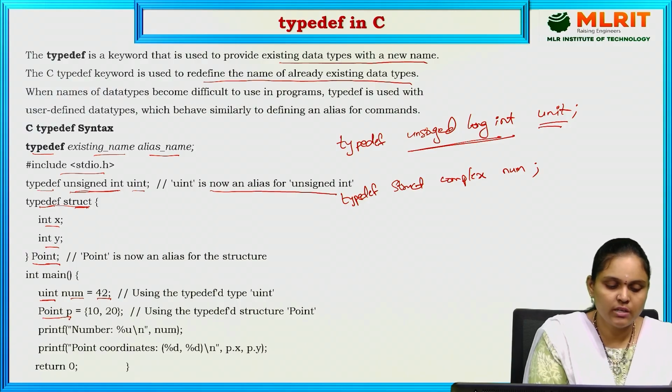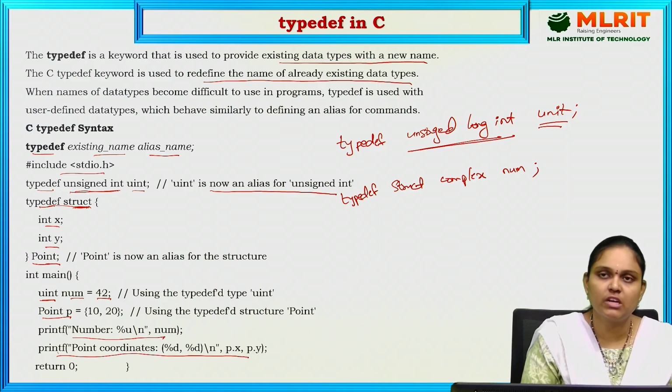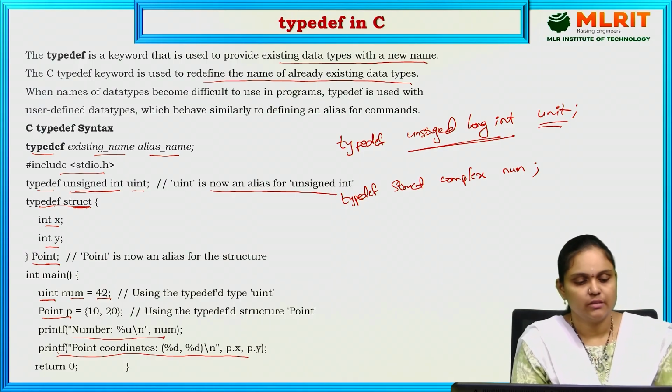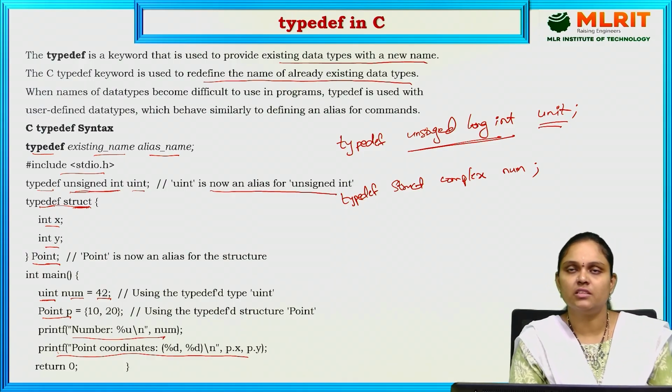And the next, point b is nothing but the structure point. And the next, by using this printf statement, we are printing that value. And the next, by using this printf statement, we are printing the x and y coordinates of that particular structure. So typedef is nothing but we are changing the existing data type names.